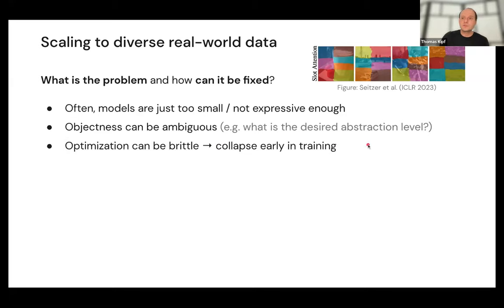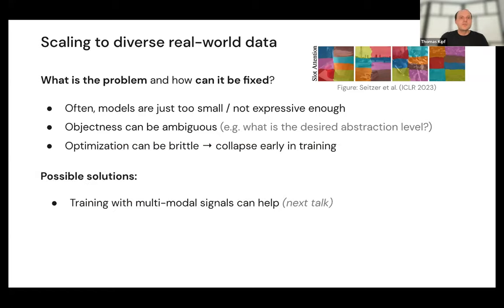And optimization of these models can also be quite brittle, and so you get things like collapse of these models. So in terms of solutions, we're going to hear in Wade's talk in just a few minutes that training with multimodal signals can actually help a lot. If you don't just look at images purely, but look at some other data that you have, you can overcome a lot of these issues.